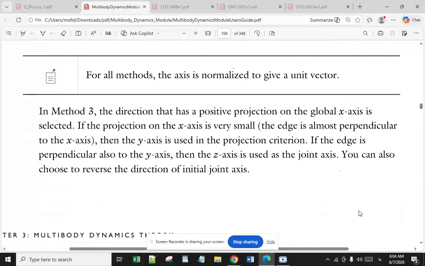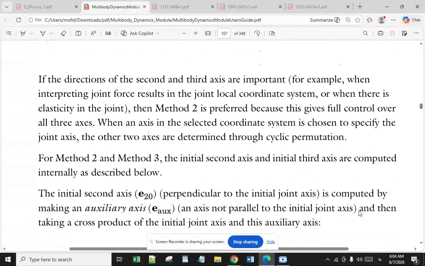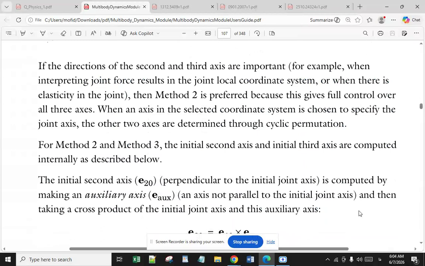You can also choose to reverse the direction of the initial joint axis. If the directions of the second and third axis are important, for example when interpreting joint force results in the joint local coordinate system, or when there is elasticity in the joint, then method 2 is preferred because this gives full control over all three axes.